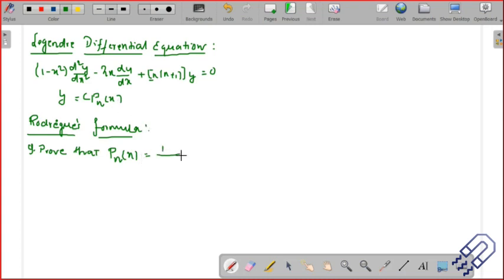P_n(x) is equal to 1 divided by 2 to the power n into factorial n. It's n, not x. d to the power n divided by dx to the power n, of (x square minus 1) whole thing to the power n. So this is your Rodrigues formula, and what we're going to do now is prove it. When we prove this, we have to again use something which we have done in our lower classes. Where do we start? We obviously start from (x square minus 1) to the power n, and then slowly we arrive at this result. Let's do it.